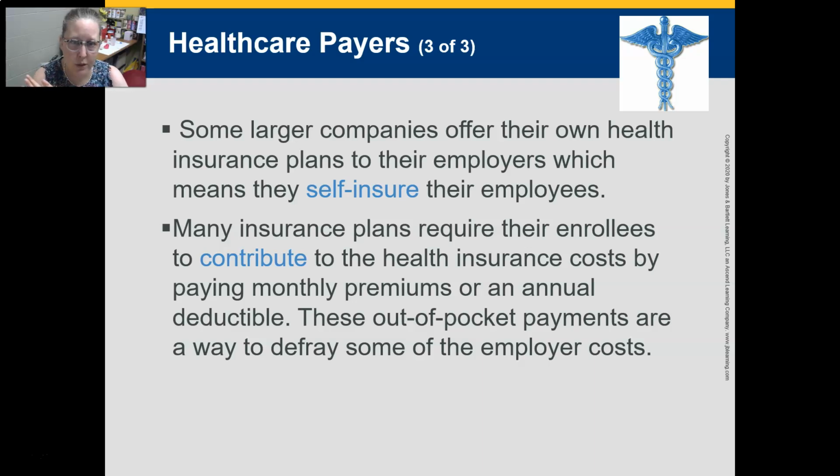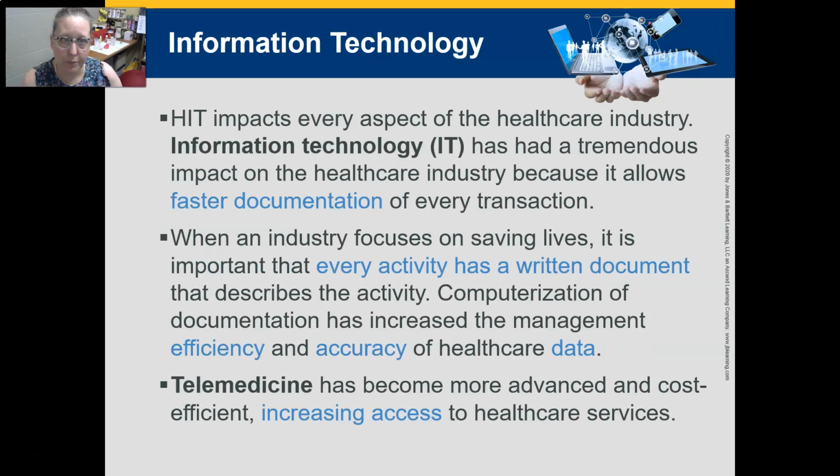Many insurance plans require their enrollees to contribute to the health insurance costs by either paying monthly premiums, which are usually taken from a paycheck, or they have an annual deductible. A lot of times they have an annual deductible, and they also may have some co-pays, etc. These out-of-pocket payments are a way to defray some of the employer cost. These high costs are something that drives decisions of companies whether or not they want to settle in the U.S. because it is expensive to pay for healthcare here.